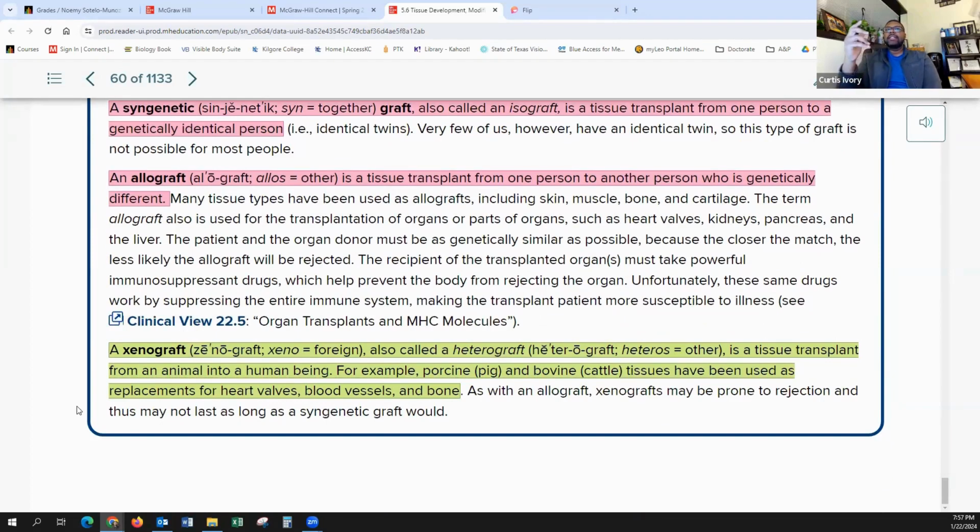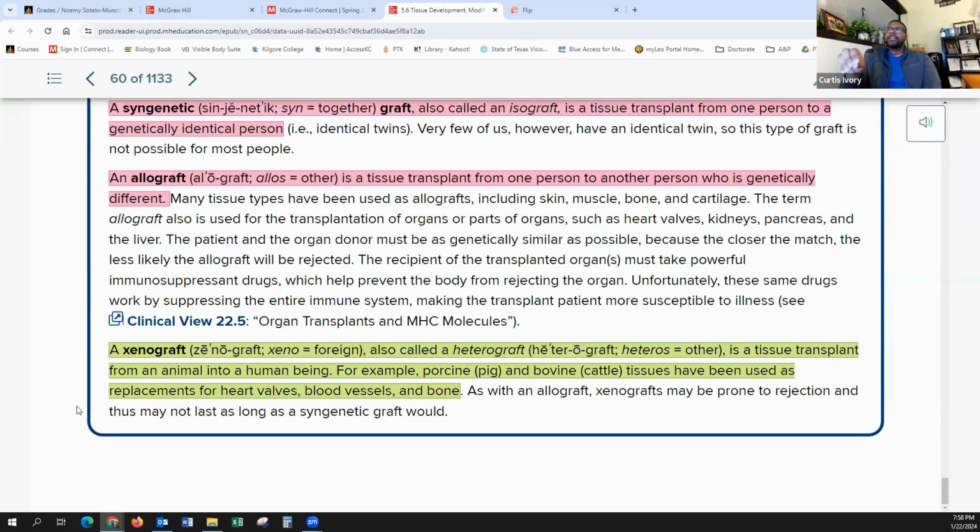And then lastly, you have a xenograft, which is also called a heterograft. This is a tissue transplant from an animal to a human being. I know we can use pigs and cattle, so we can replace heart valves, blood vessels, and bones because they're pretty close, because we're all in the animal kingdom. But also, they don't really have to worry about causing compromises with the immune system. So sometimes we can take things from animals.